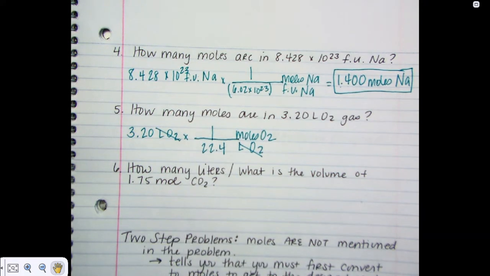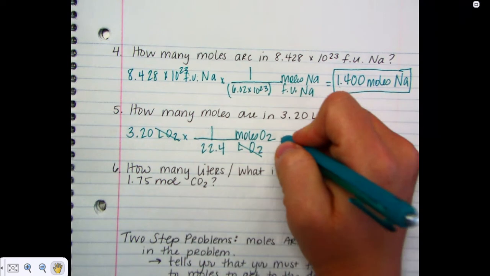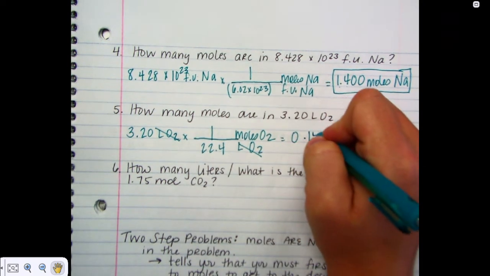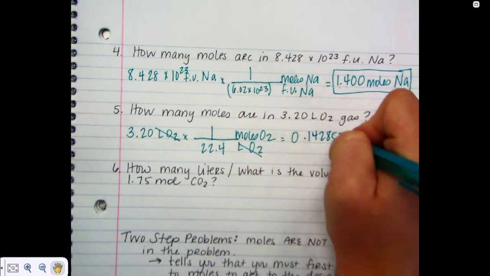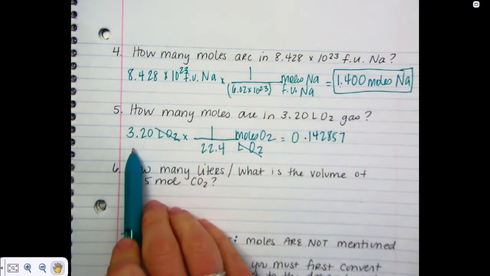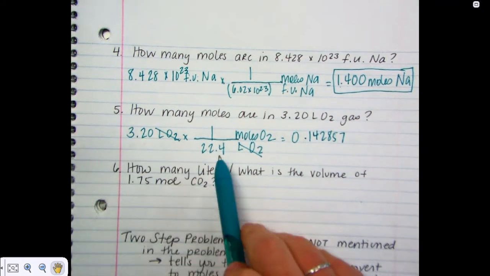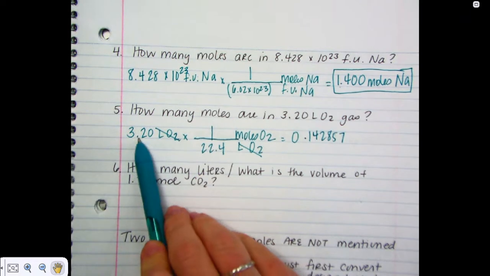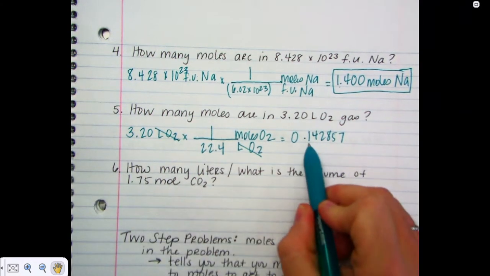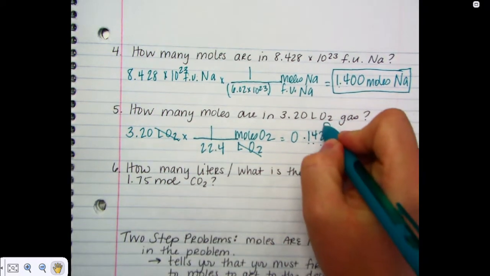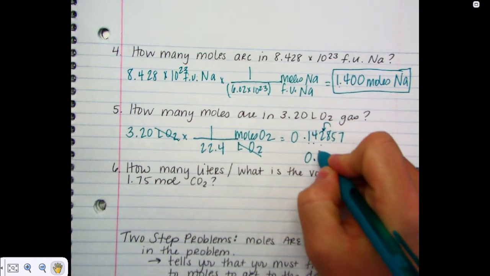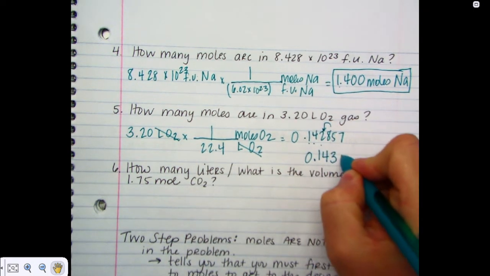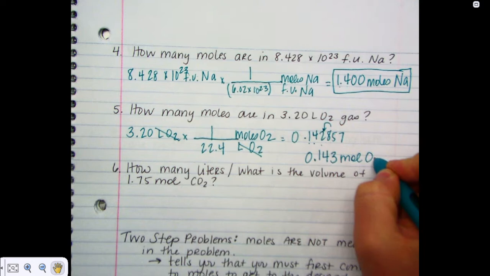So in my calculator, 3.20 divided by 22.4 comes out to be 0.142857. That's overkill. This has 3 sig figs. This is a constant. It does not count. So I'm going to go on these 3 sig figs. 1, 2, 3. The 8's going to round. 0.143 moles of O2.